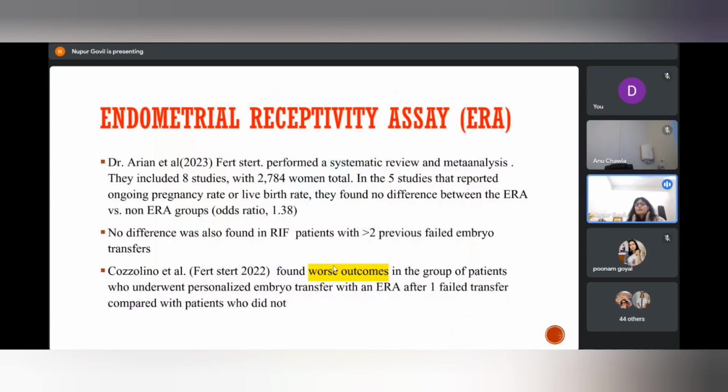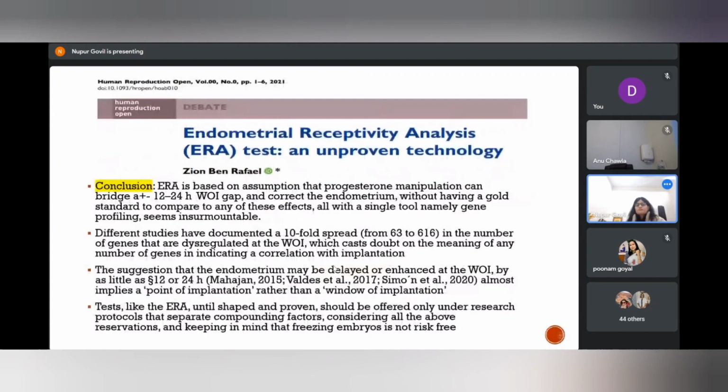There were studies like by Dr. Arian et al., and they reported that there was no difference in live birth rate or ongoing pregnancy rate between ERA and non-ERA group. And Cozzolini et al. actually found that it worsened the outcome in patients undergoing personalized embryo transfer with ERA. This was a detailed review by Zion et al., and they concluded that the assumption that progesterone manipulation can bridge a 12 to 24-hour window of gap and correct the endometrium, without having a gold standard to compare to any of these effects, all with a single tool, namely gene profiling, seems insurmountable.